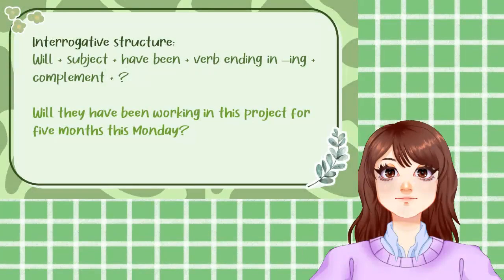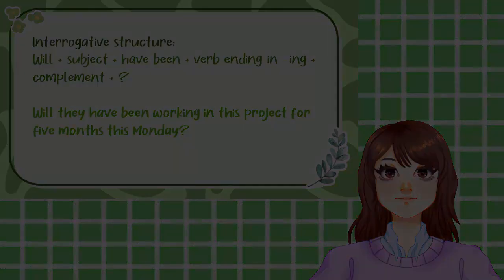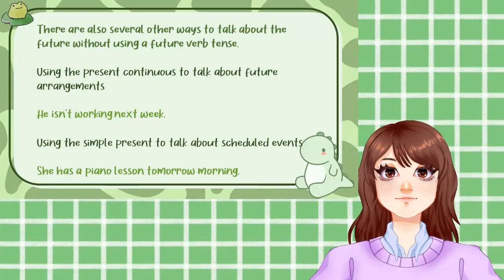The interrogative structure is will plus subject plus have been plus verb ending in -ing plus complement. For example, will they have been working on this project for 5 months this Monday? There are also several other ways to talk about the future without using a future verb tense. For example, we can use the present continuous to talk about future arrangements. For example, he isn't working next week.